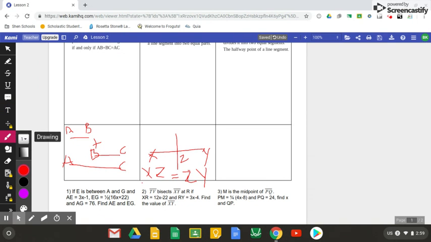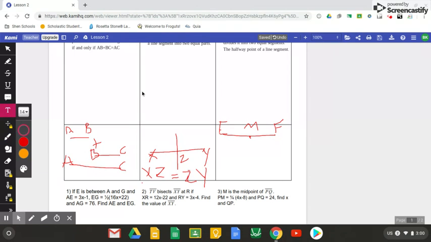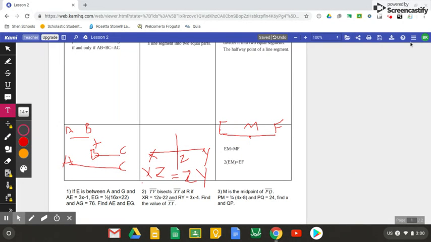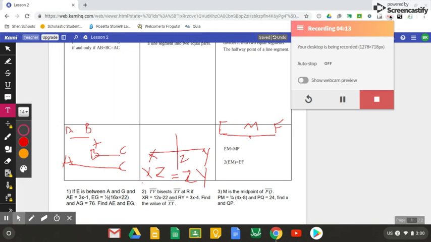So if I draw a little picture, I got E here, F here. I'm going to pick a point right in the middle, call that M for midpoint. And what this means is EM is equal to MF. Also, 2 times EM is going to equal EF. That's another fact about it. Okay?